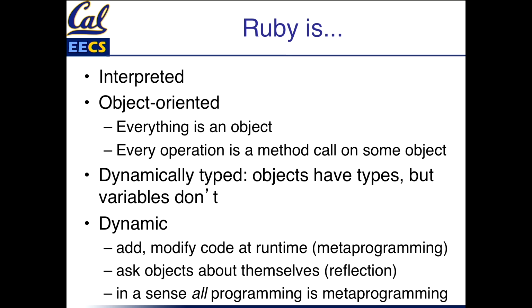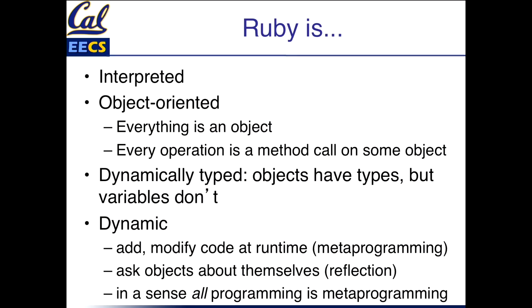It is dynamically typed. What does that mean? It means that there are types in the language, but variables don't have types. Objects have types, but the same variable can spend part of its life being an int, part of its life being something totally different. It is a dynamic language, and hopefully in the next couple of segments here, we're going to see some specific examples of what that means.